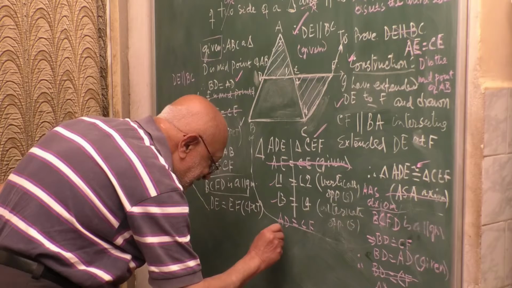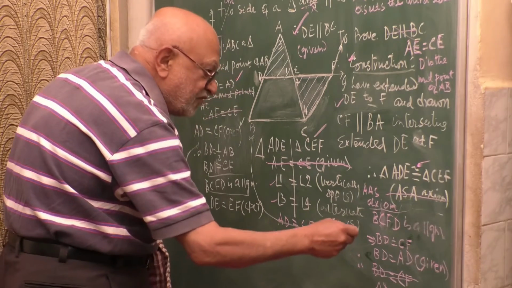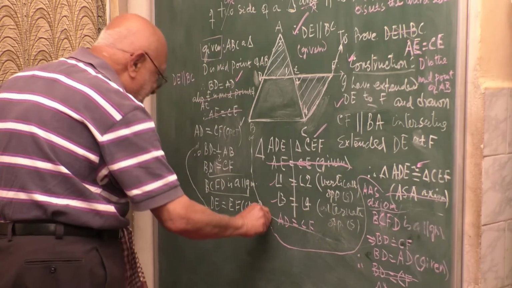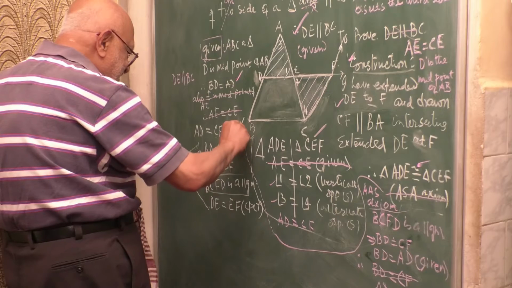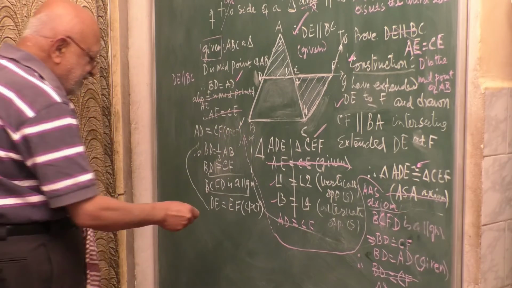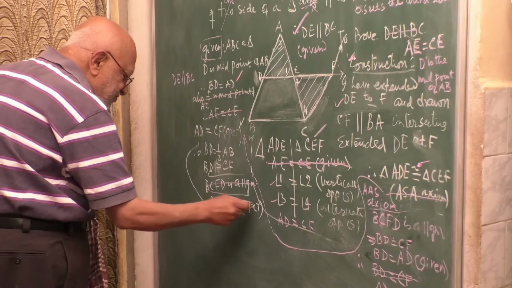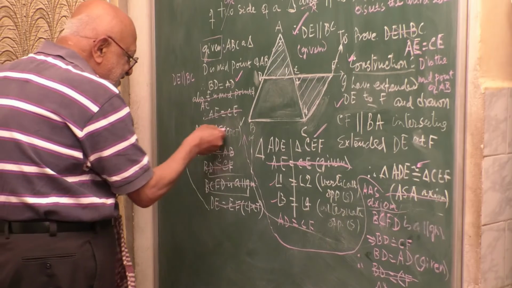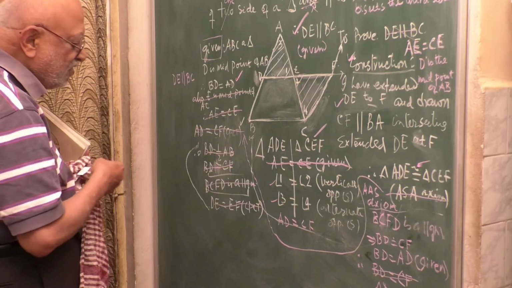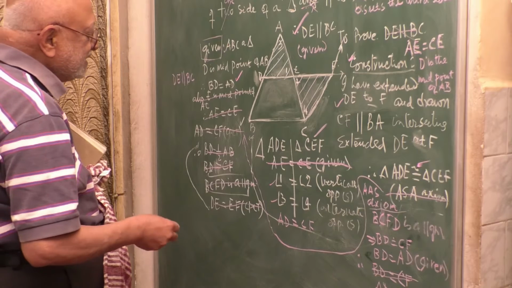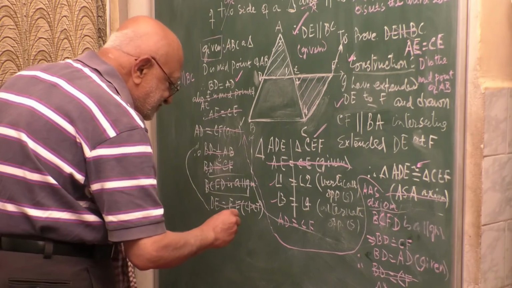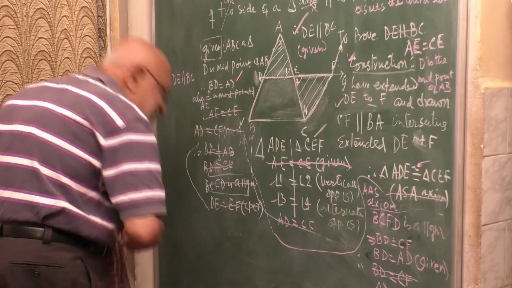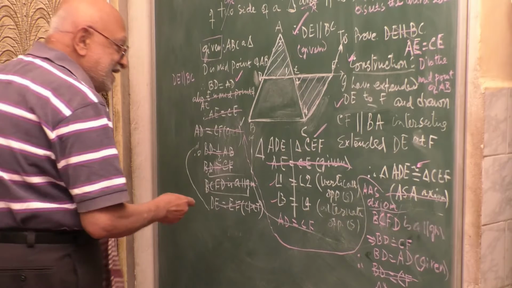AE, from here. From these two triangles being congruent, you go through and come here. So these will not be necessary, because we don't have to prove it is a parallelogram. This is not necessary, this is not necessary, this is not necessary. So these will all go away. All you have to now say is that AE is equal to CE.